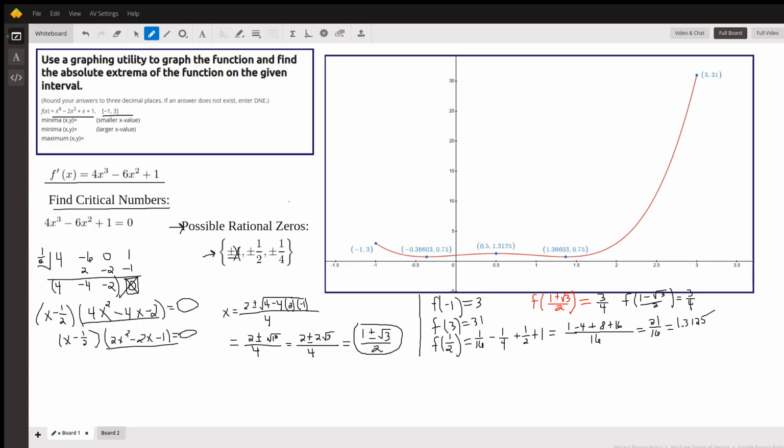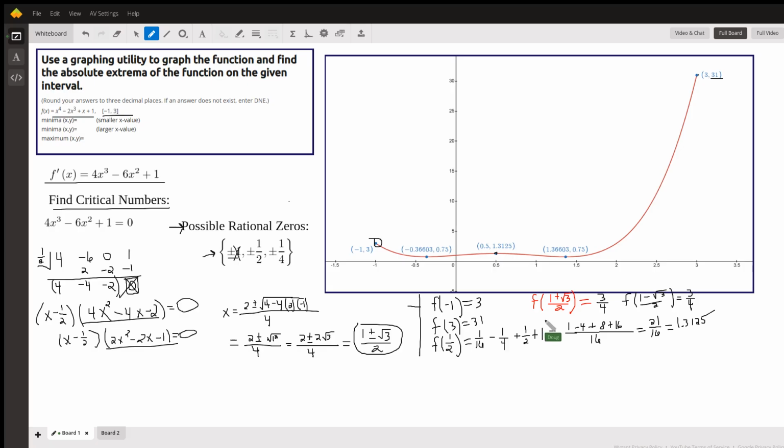So we'll check what the y values are for the endpoints and for the critical numbers. So f of -1 is 3. You can see that right here. F of 3 is 31, way up here. That looks like it's going to be the absolute max. F of 1/2 is 1.3125 or 21/16. Turns out that's a relative maximum.